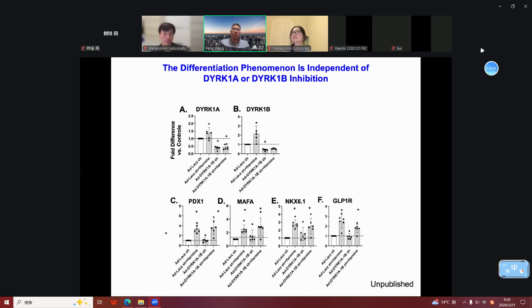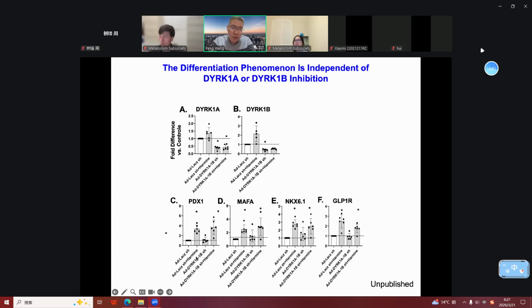So next we want to see whether DRG1A and 1B are involved in this B cell function gene expression. So we have the virus, I think we published for this virus, that when we made one virus that can silence both DRG1A and DRG1B, we can see B cell proliferation. So we use the same virus, we want to see whether it can increase B cell function gene expression. As you can see here, the virus works very well. You can silence DRG1A and DRG1B here.